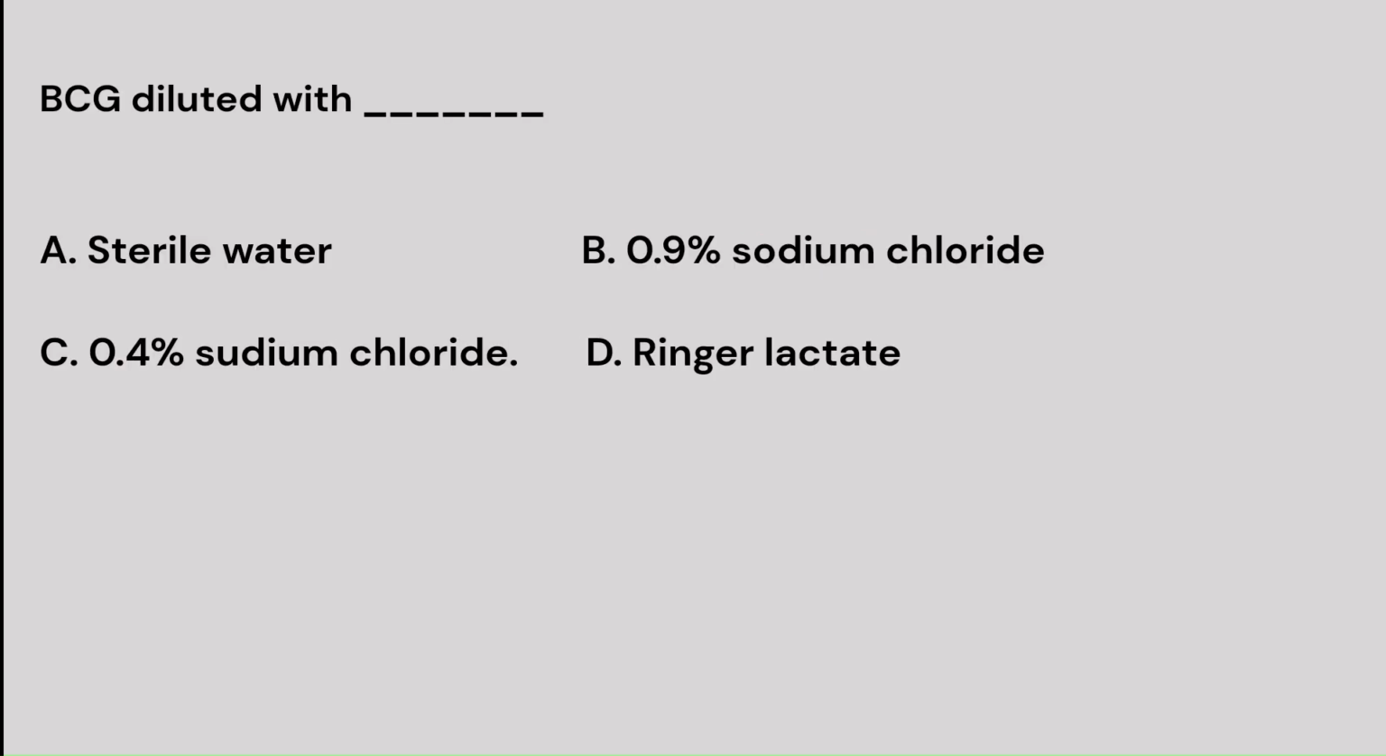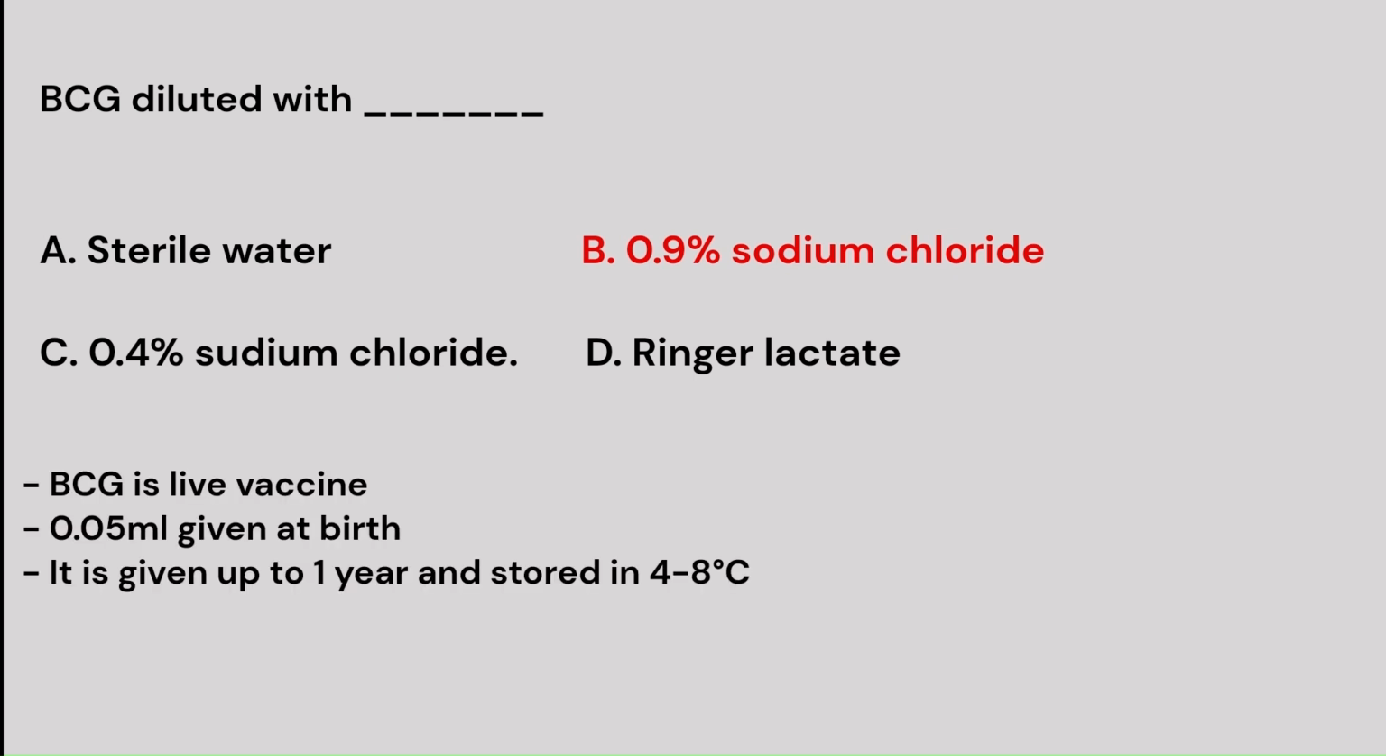Next question. BCG is diluted with dash. Option A, sterile water. Option B, 0.9% sodium chloride. Option C, 0.4% sodium chloride. Option D, Ringer lactate. The correct answer is option B, 0.9% sodium chloride. BCG is a live vaccine. 0.05 milliliter is given at birth. It is given up to 1 year and stored at 4 to 8 degrees Celsius.